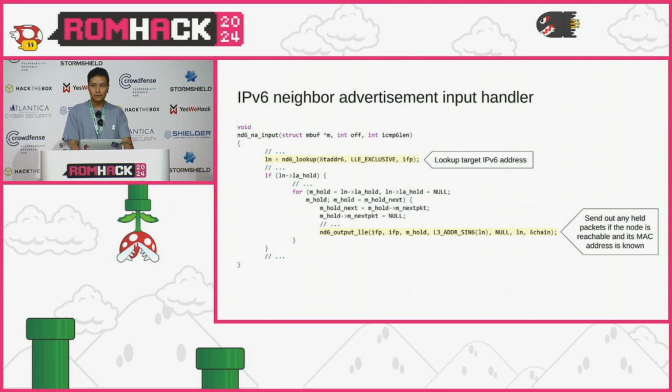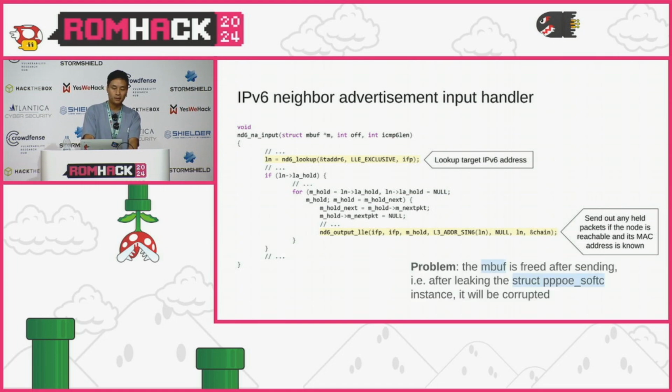This method worked quite well when testing, and I was able to leak memory and also defeat KASLR. But the big problem of this approach is that the mbuf is freed after sending. That's super annoying, because if we want to leak the PPPoE softc instance, we will also corrupt it when we free it. And if it's corrupted, we cannot use it for further exploitation.